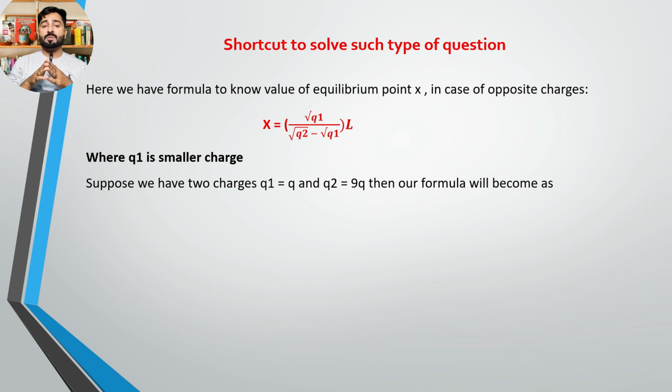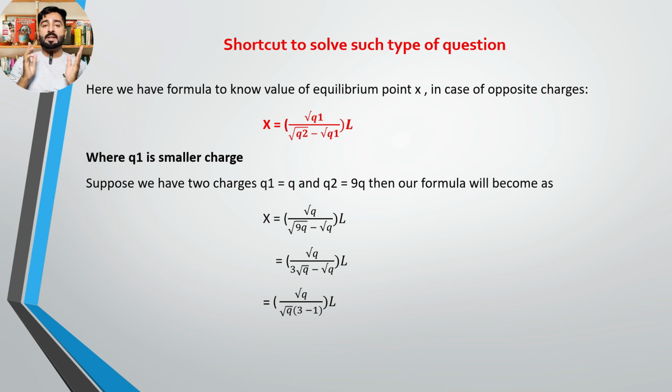After placing these values in our formula, we have the relation x is equal to square root of q over square root of 9q minus square root of q, into L. After simplification, our relation will become square root of q over 3 square root of q minus square root of q, into L. And then our relation will become square root of q over square root of q into 3 minus 1 whole, into L. Here square root of q will cancel with square root of q, and our final relation will become x is equal to 1 by 2 L.